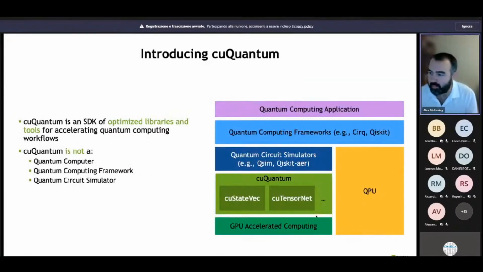Okay, so let's introduce QQuantum now. QQuantum is an SDK of optimized libraries and tools for accelerating quantum computing workflows. So just to get this part out of the way, what is QQuantum not, right? It's not a quantum computer. It's not a quantum computing framework like you'd see with Qiskit or Cirq, or even what I'll show later, XACC and QCOR. And it's not even really a quantum circuit simulator per se, right? So things like Qiskit Aer, XACC's TNQVM, qsim from Google, some of these other simulators that you can download and run with. QQuantum sits at a layer lower than that.